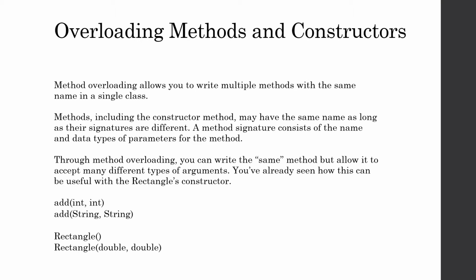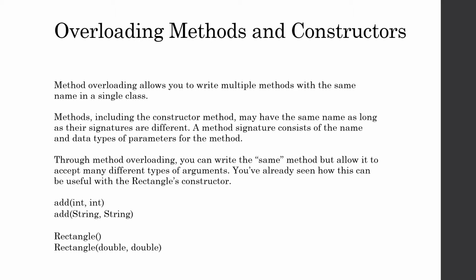Through method overloading, you can write the same method but allow it to accept many different types of arguments. I have same in quotations here because technically they're not exactly the same method, they just have the same name. So whenever you're calling it, it kind of looks like it's the same method. You've already seen how this can be useful with the rectangle's constructor. In addition, we could consider some other methods.